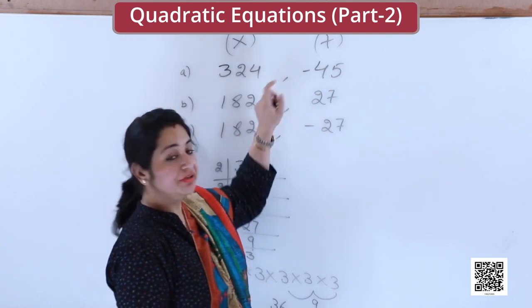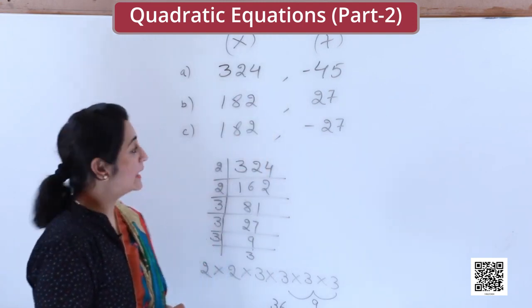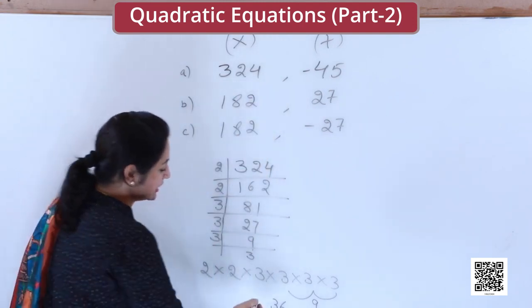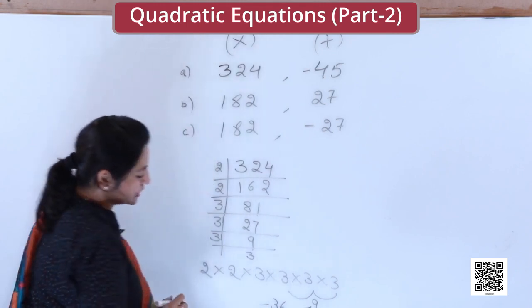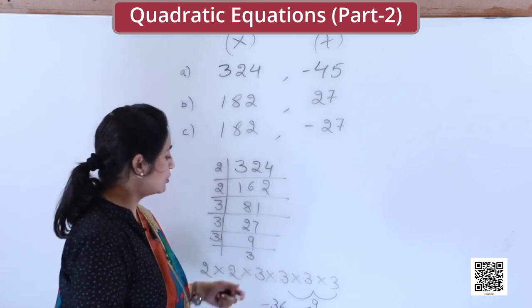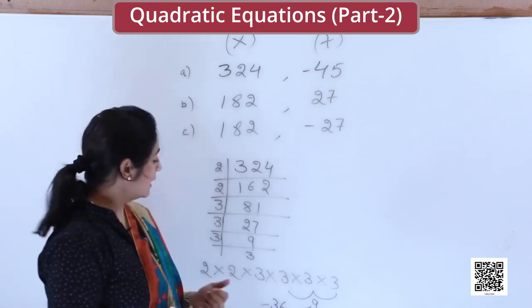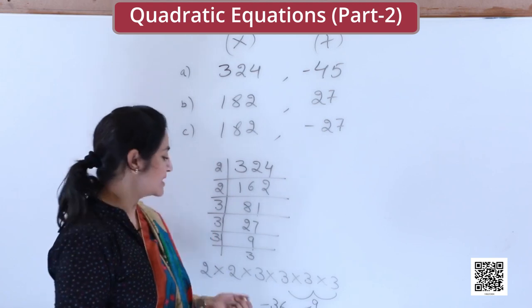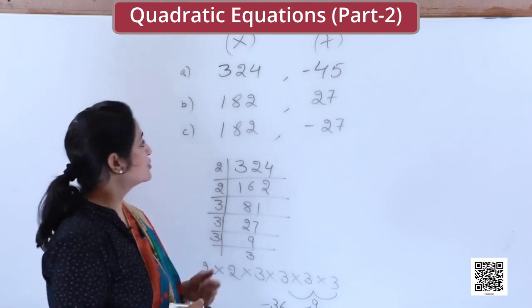But look here, we need a minus 45, a negative 45. So for that, we will take both these numbers as negative ones. So minus 36 minus 9 will make minus 45, and their multiplication obviously will make 324, and that too positive one. So these are our two numbers. Let's look at the next one now.